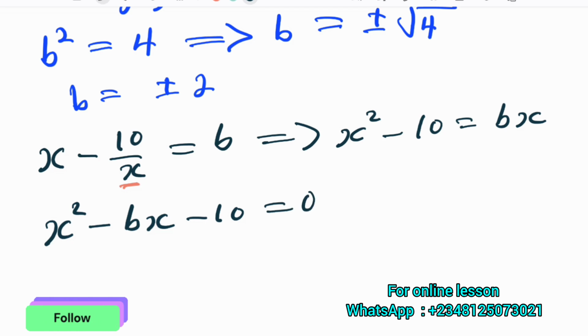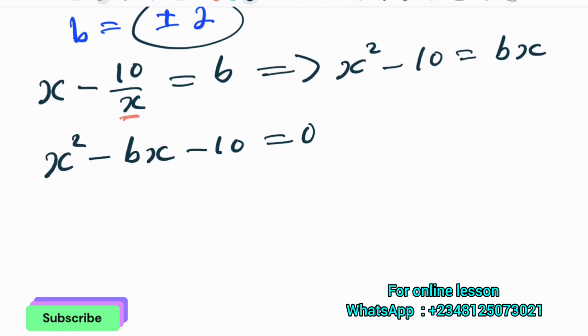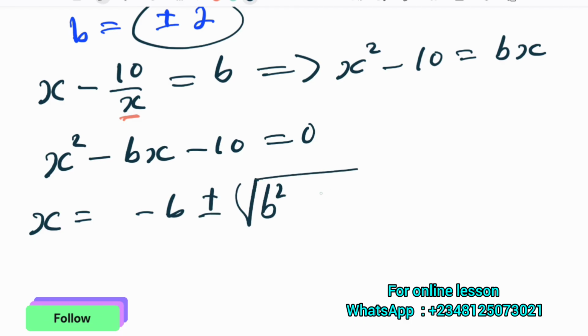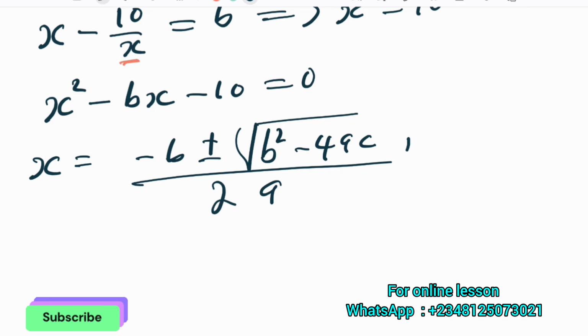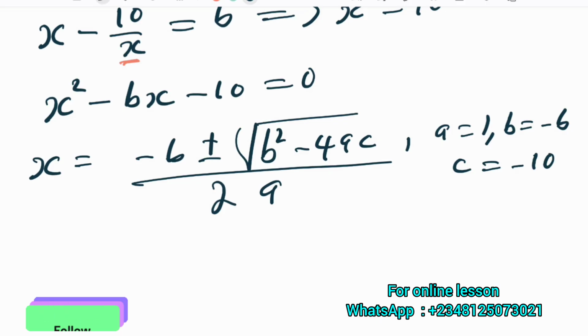Okay, so now remember that our b is equal to plus or minus 2 from the calculation. So we need to use the quadratic formula here. So using the quadratic formula, we have x equal to minus b plus or minus the root of b squared minus 4ac, all over 2a. So we need to plug in the formula. Your a here is equal to 1, then your b is equal to minus b, then your c equal to minus 10. So let us plug these values into this formula.